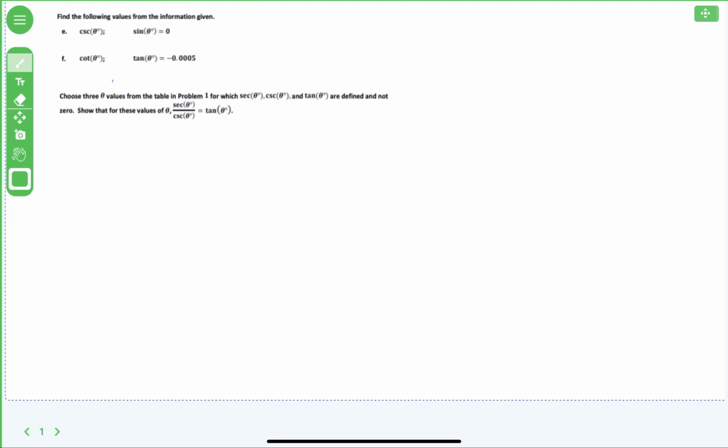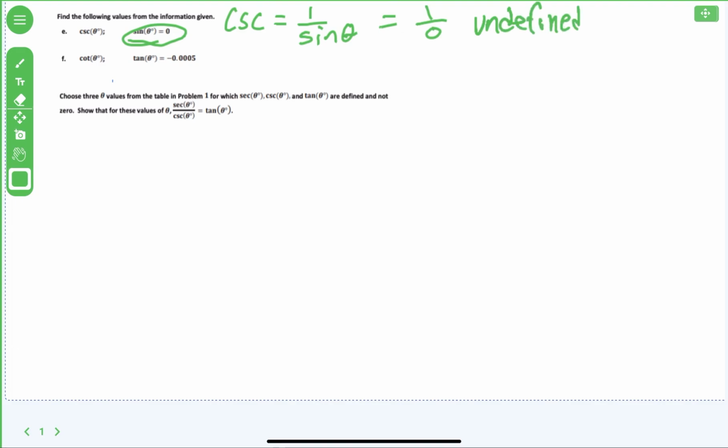Why? Well, first of all, we have to say, what is cosecant? That is the inverse of sine, right? So that's 1 over sine of theta. Well, what is sine? It is 0. So that would equal 1 over 0. But we know you can't have 0 in the denominator, so that's considered undefined. Okay? So that's it for that one.